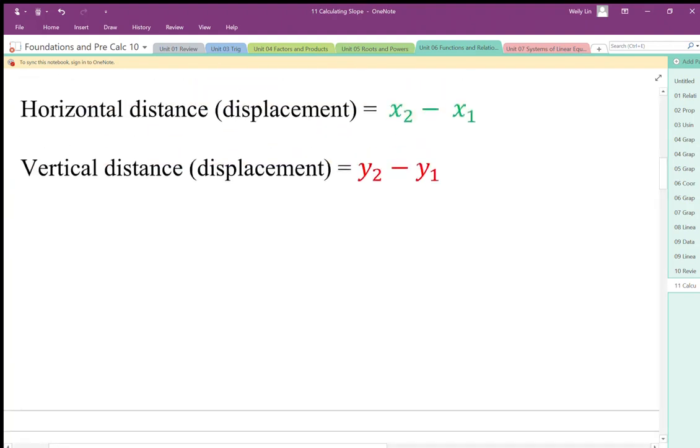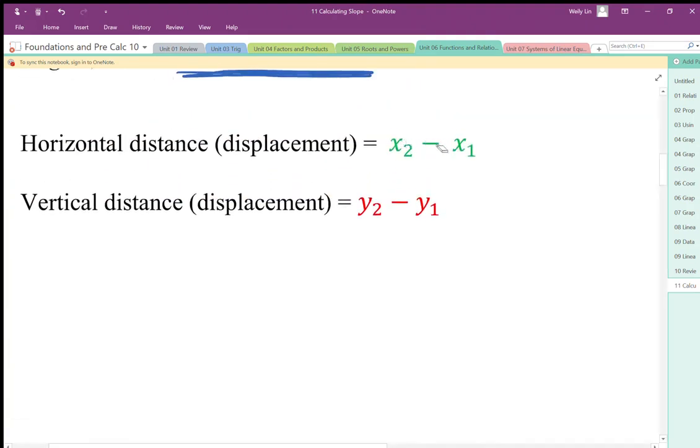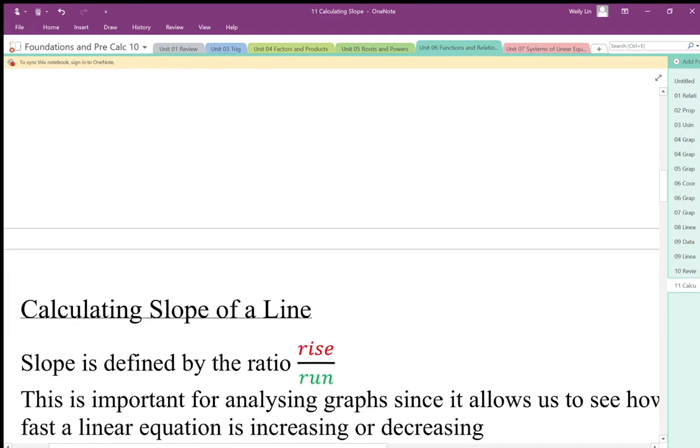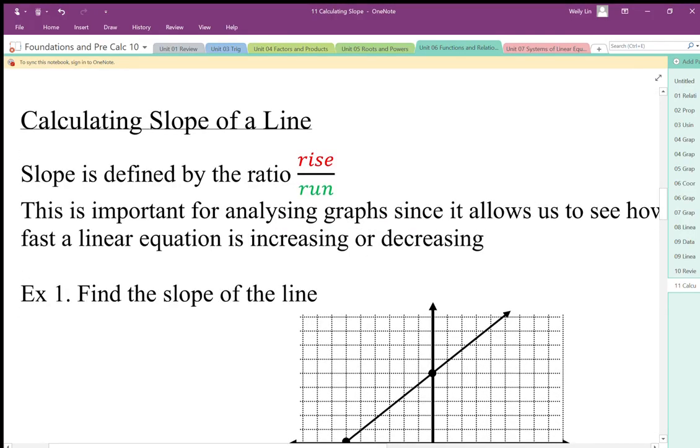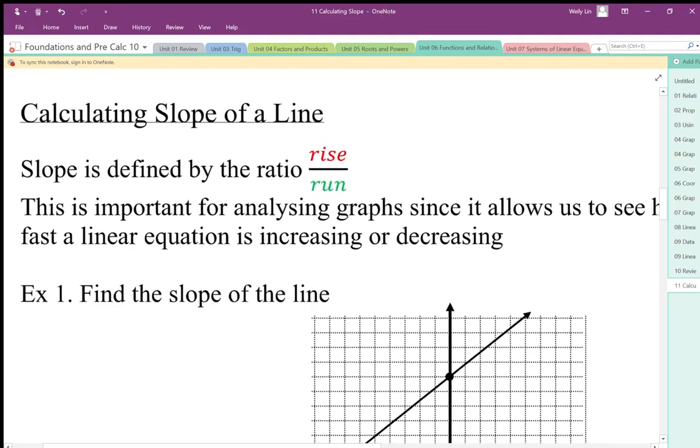It's important to recognize that when we subtract coordinates, we get distance or displacements between the positions. So when we subtract x coordinates, we get horizontal displacement or horizontal change. And when we subtract y coordinates, we get vertical distance or vertical displacement, which is vertical change. And what we're looking for in slope is the changes in y compared to the changes in x, or actually, in the order we want to do it, we want to do y first, the changes in y divided by the changes in run. So this is our definition of slope.